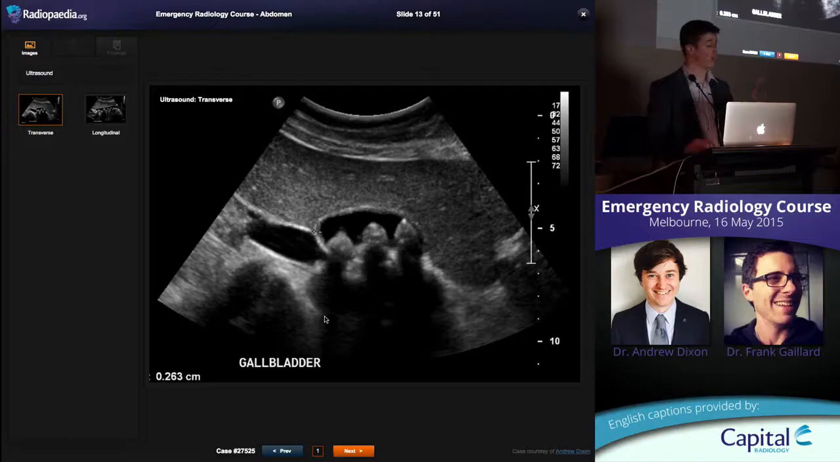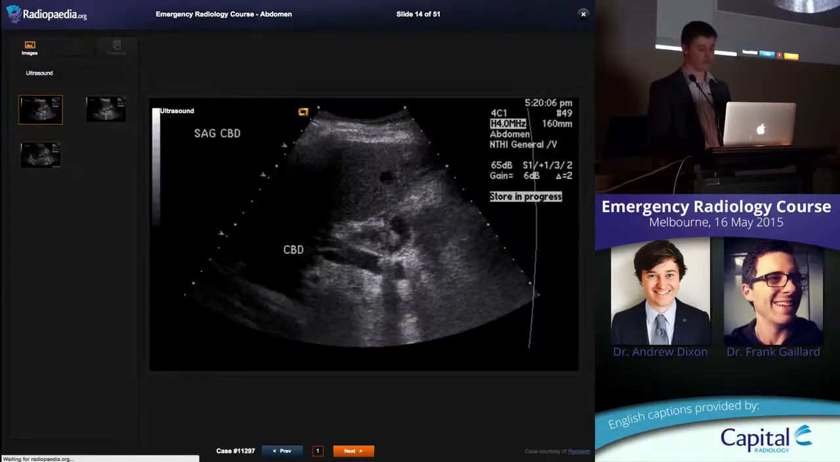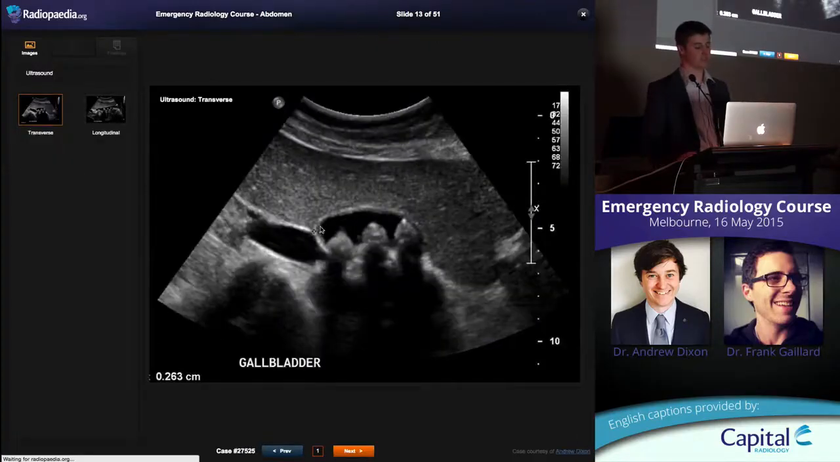So gallstones without cholecystitis, okay? Normal thickness of the wall, probably not focally tender. No pericholecystic fluid is the other thing. So the wall can get thickened, but you can also get little bits of fluid next to it. This is probably a vessel sitting in here.